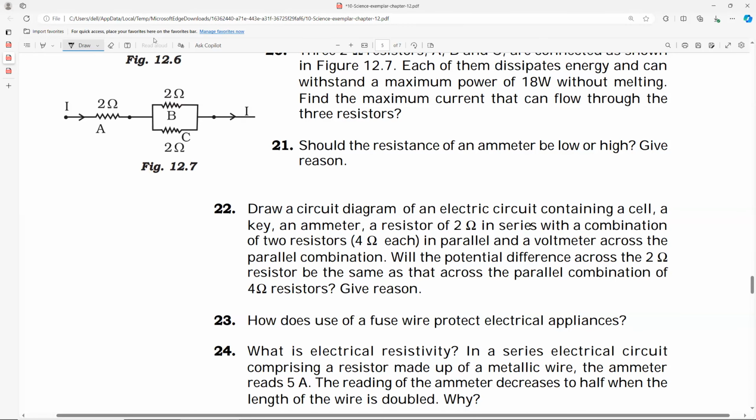Okay. What should be the answer for question number 21? So the answer is low, because an ammeter is used in series and in series the resistance is low.